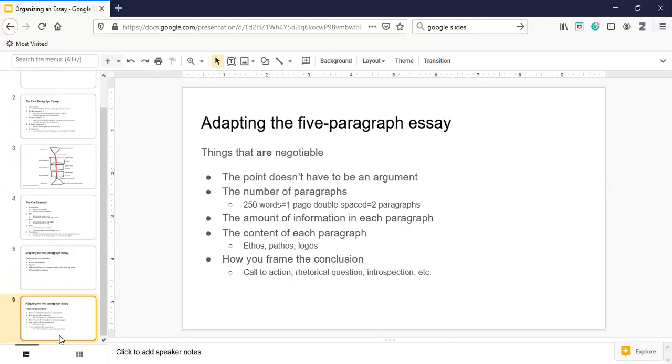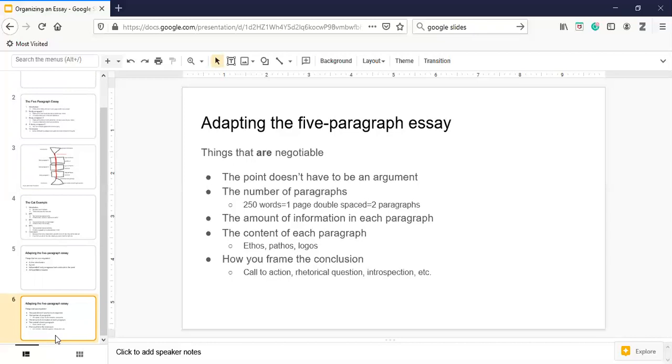So there's still a lot of leeway for what you can choose to do for your essay, right? Your point doesn't have to be an argument, right? For essay 1, you're not making an argument, you're just making the point that this value is important to you, okay? You'll also have to figure out how many paragraphs. Every paper won't have 5 paragraphs, right?